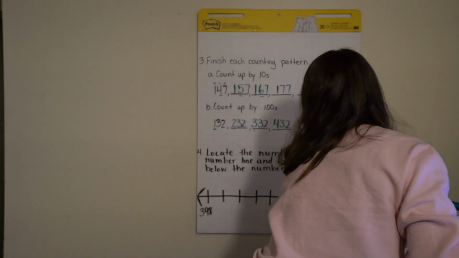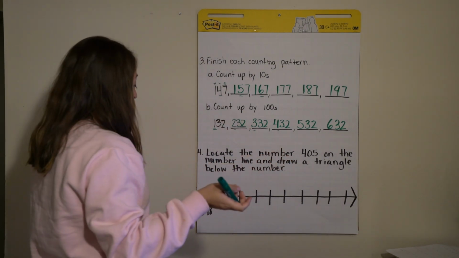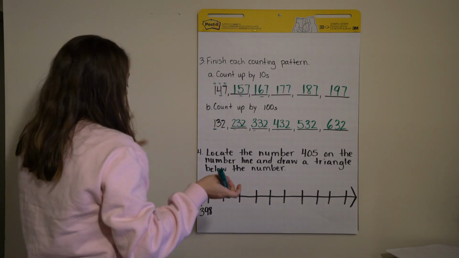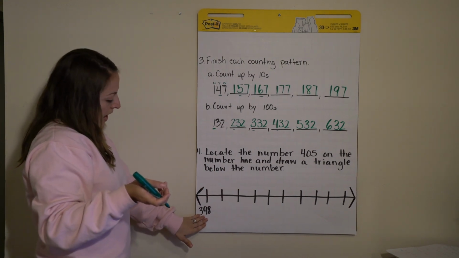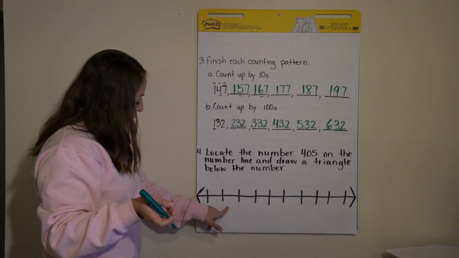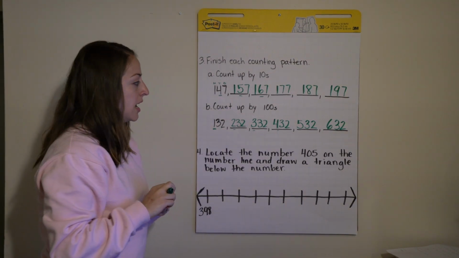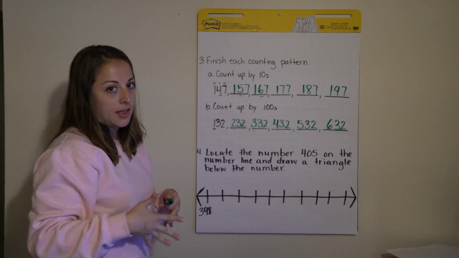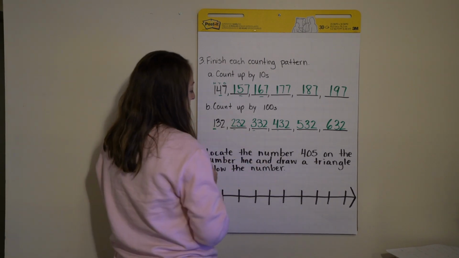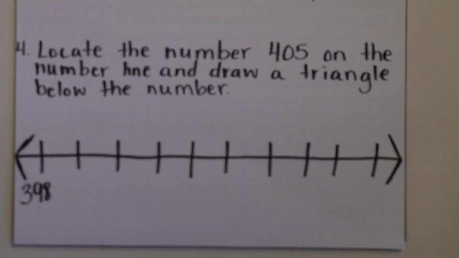Okay, so it says locate the number 405 on the number line and draw a triangle below the number. So what I would do is, you have this number 398. I would label each line until you get to 405, and we'll see how many hops we need to take to get there. Okay? And then when you finally get to the number, don't forget to draw a triangle, because that's what it says in the directions. You can start that now.